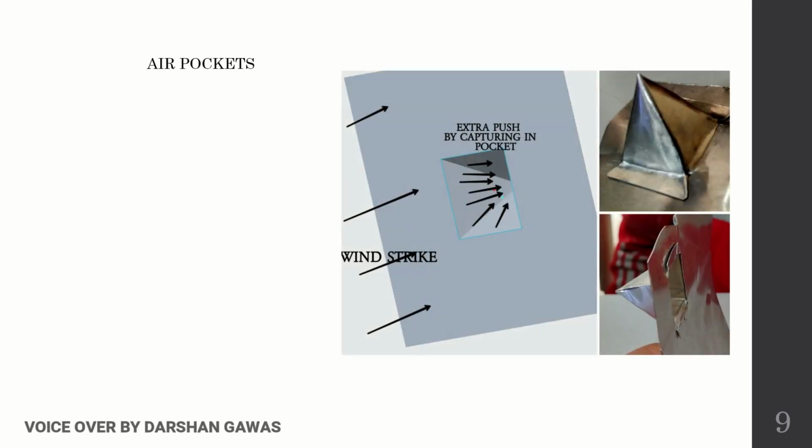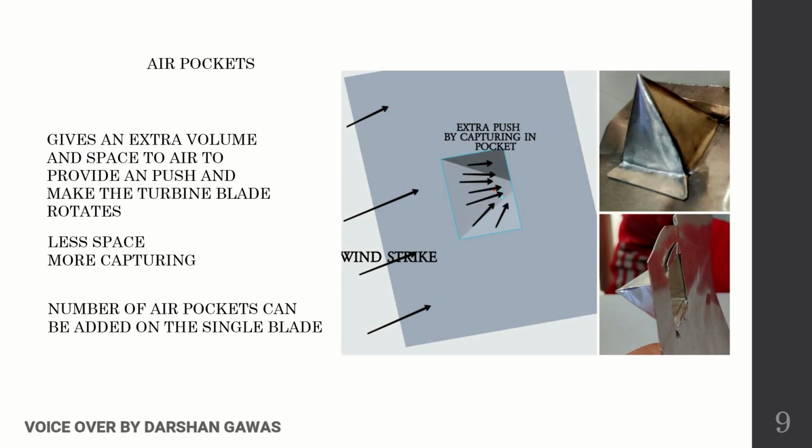Air pockets. As we know, the basic principle of the Savonius wind turbine is that the more drag is produced, the more rotation will be obtained and the more energy is produced. So we came up with the idea of air pockets. Air pockets are basically cone-like hollow structures which can be fitted on the blades. They give extra volume and space for air to provide an extra push to the blade.